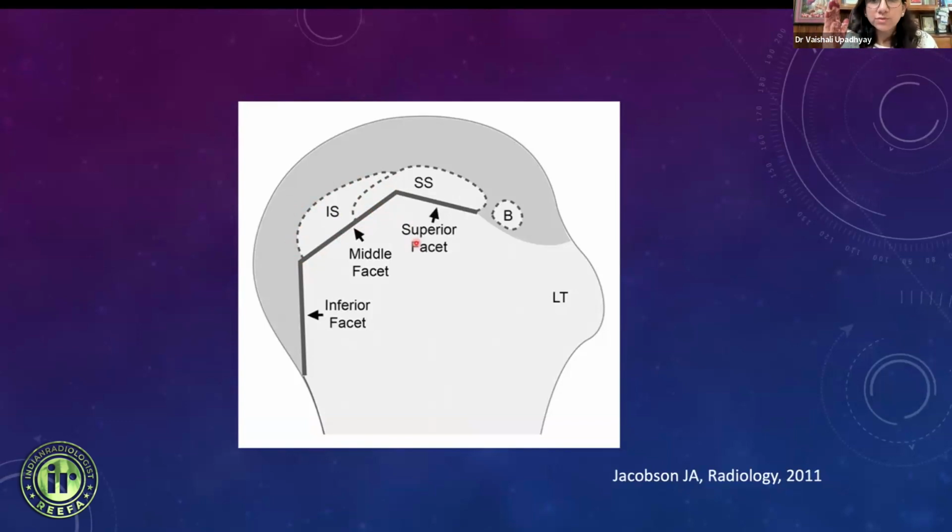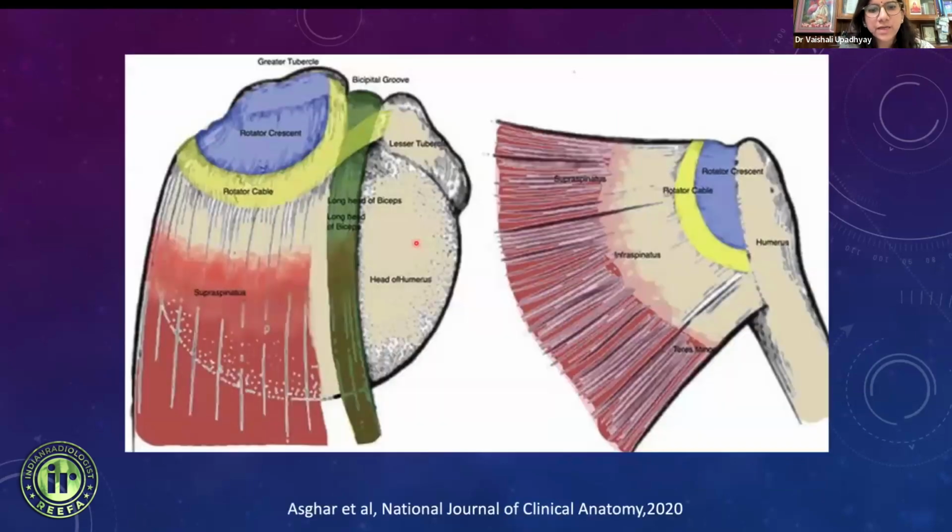So what you need to remember is that if you've been able to identify a tear in one tendon, don't just stop there. You need to look at the entire cuff, because the function of one is also affected by the integrity of the other. Now, one more thing before I finish the anatomy part.